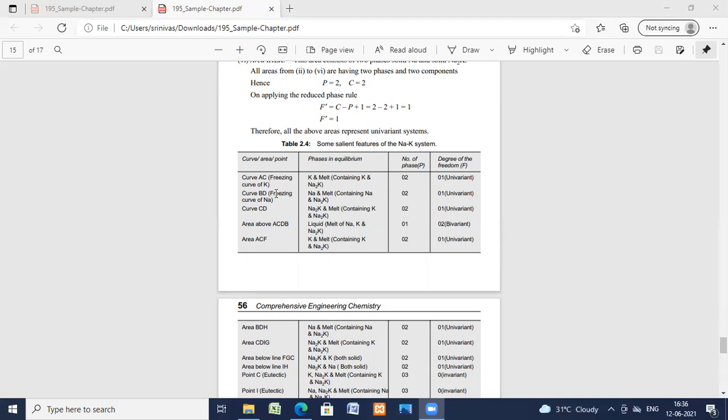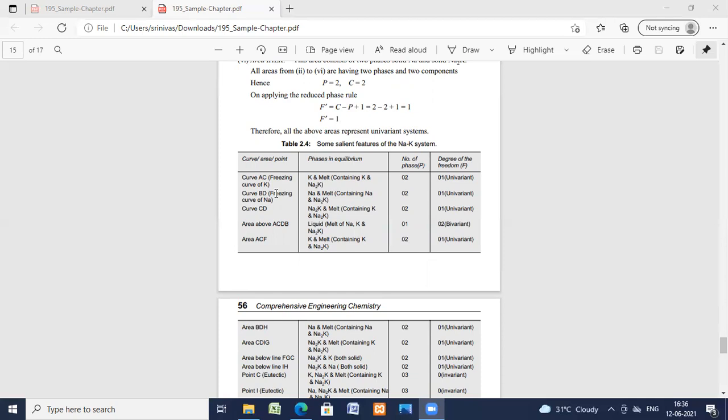And coming to the areas, ACDB, area ACDB, bivariant system. Only this area is a different one because the phases are only one. C is again 2 and bivariant system.